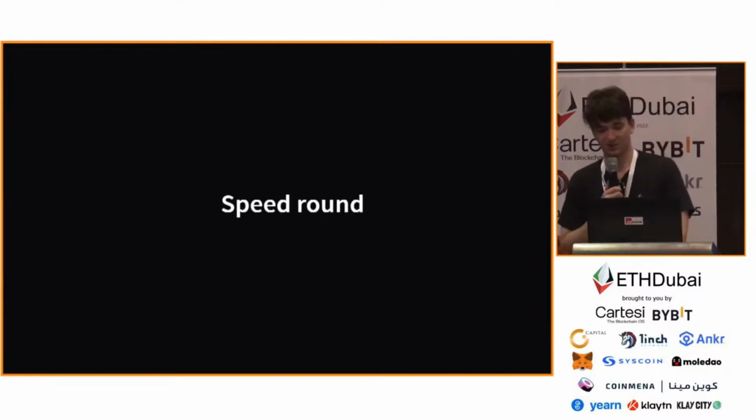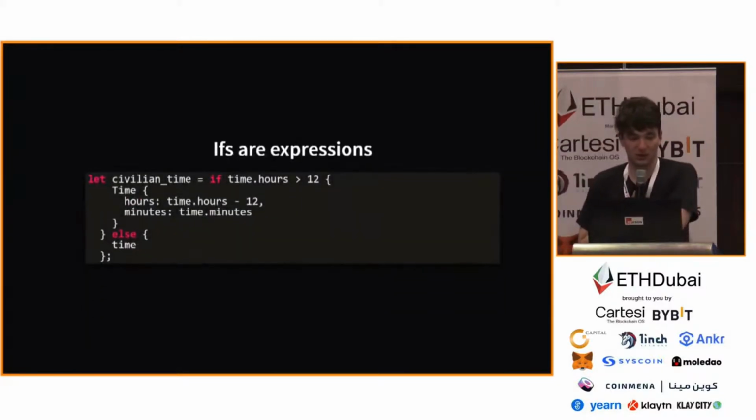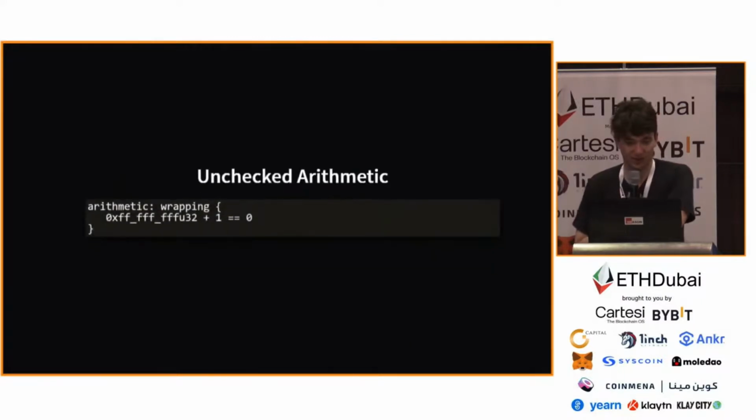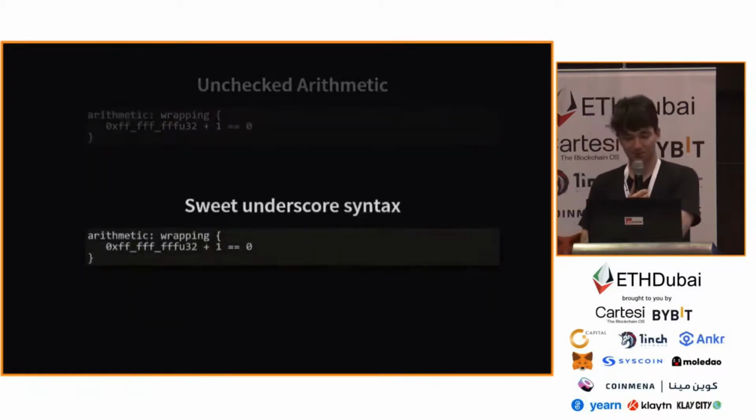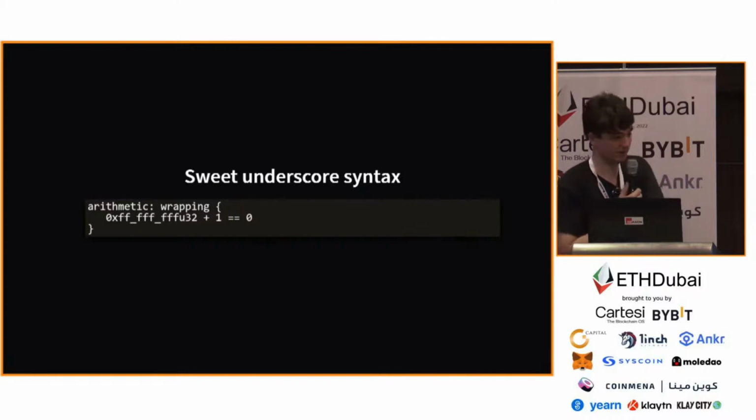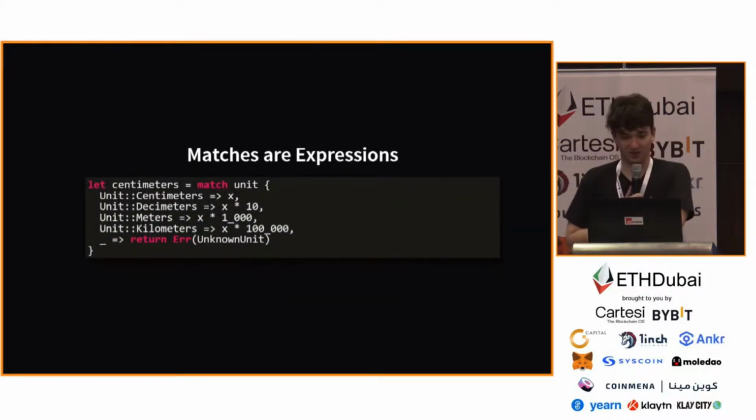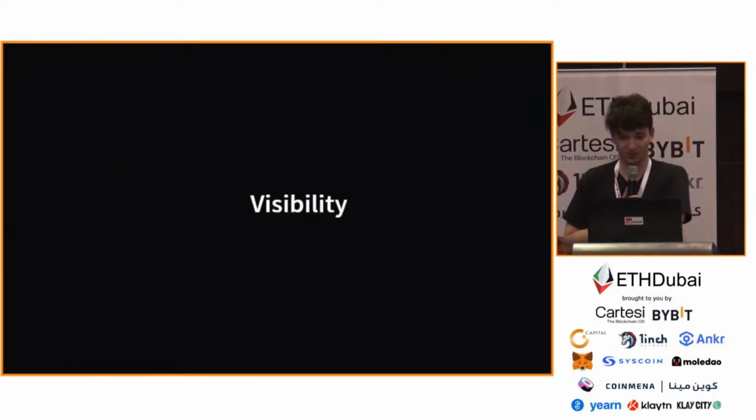Okay, so just a quick speed round of language features. Time is coming to an end here. Ifs are expressions. We have unchecked arithmetic as well as checked arithmetic without runtime overhead. That's due to our VM architecture. We have pretty sweet underscore syntax, just another little thing. Matches are expressions. Okay, I'll skip over visibility for time's sake.